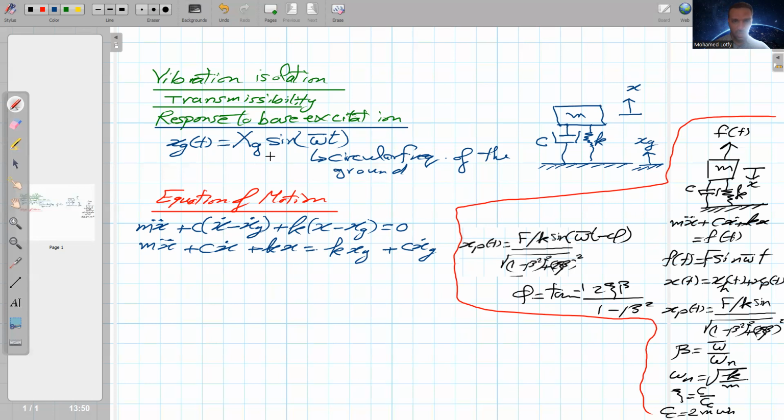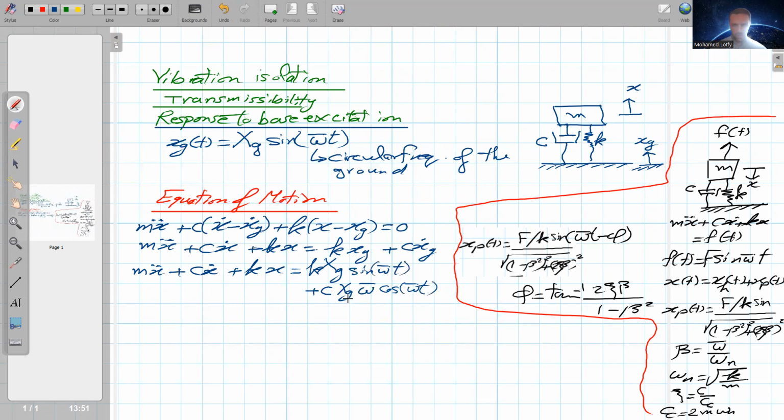Given that xg is like that, we can rewrite our equation as m x double dot plus c x dot plus k x equals k xg, where xg capital is the amplitude of the motion of the Earth, sine omega bar t plus c xg dot. So we have to differentiate this part. It will be xg, and due to the differentiation omega bar will come here, and sine will become cosine. So c xg omega bar cosine omega bar t.